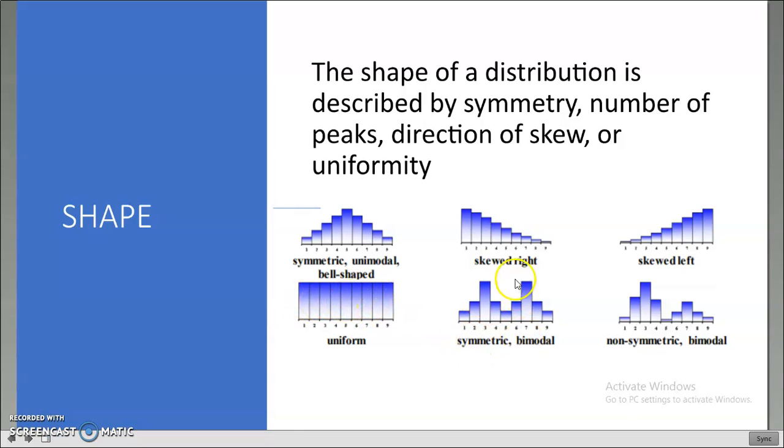Here we have something that's symmetric, but is bimodal. So I have two clear peaks. So this is not bell-shaped. And then we have something that is non-symmetric and still bimodal. So here I have a peak here and a peak here. Notice that the peaks do not have to be the same height, but there are still two peaks within the data set.